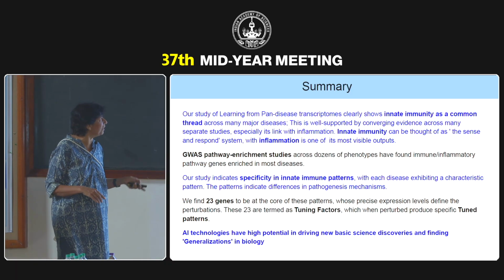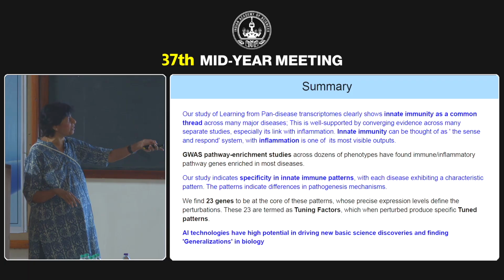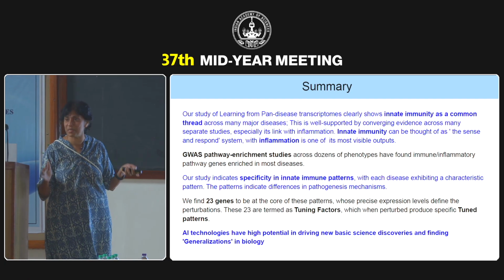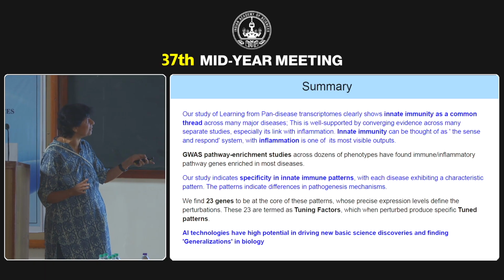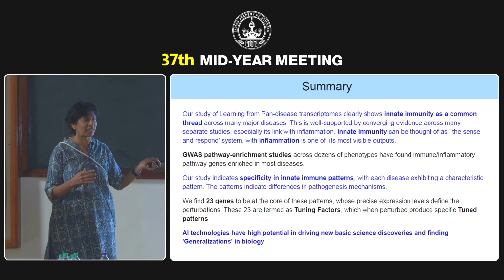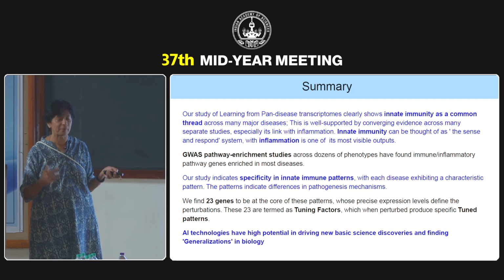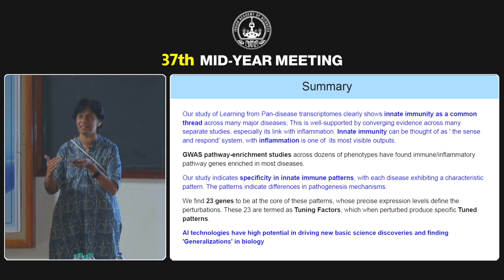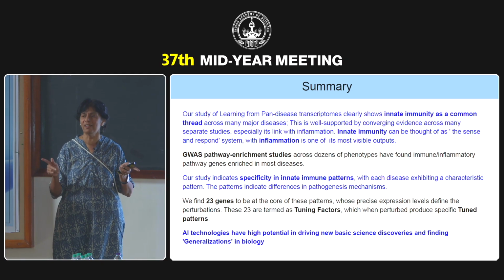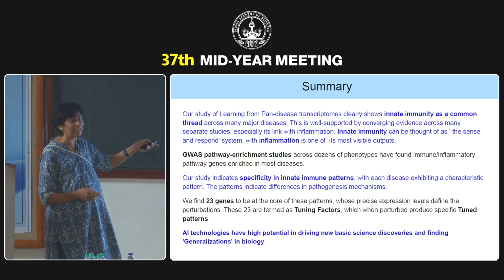What our study, learning from pan-disease transcriptome, shows is that innate immunity has specificity. It's a common thread across major diseases, and it's well supported, of course, by converging evidence. You'll have to synthesize the evidence from individual studies because nobody has asked this question. It is, like I said, textbook information that innate immune responses are boring. They're important but boring. There's nothing exciting about them. But that's not really the case.